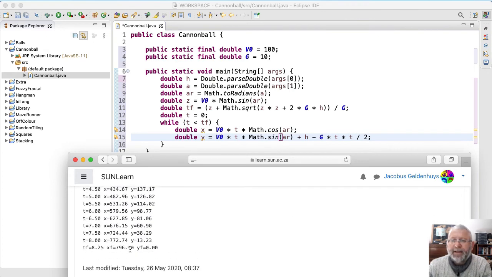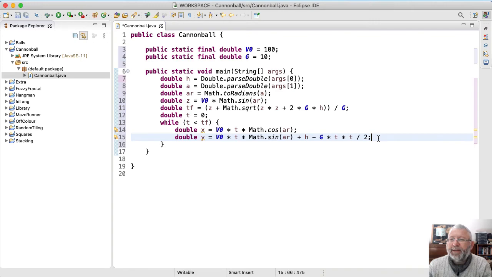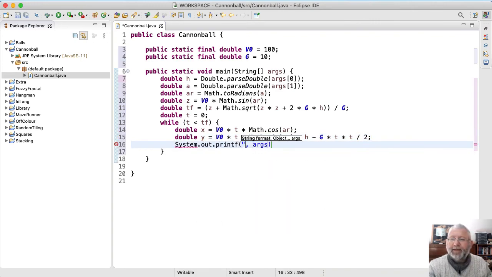And I see here at the end it also prints the final XF and YF, but we'll do that in a sec. And I see they use 2 decimal points. We've learned how to do that, so I'm going to say system.out.printf t equals, did they use a double equal sign? No, single equal sign. I want to do exactly what they asked. 0.2f x equals 0.2f y equals 0.2f.